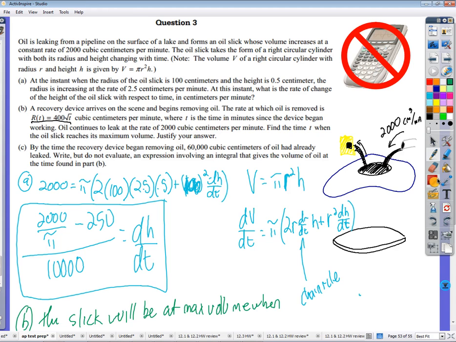Right, but do not evaluate. That's a nice thing. An expression involving an integral that gives the volume of oil at the time found in part B. So what's that saying?